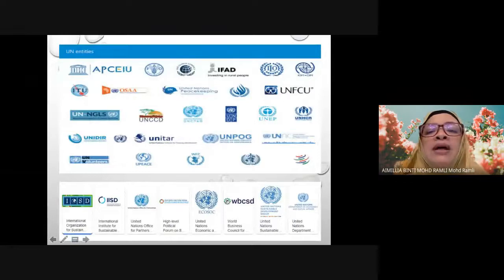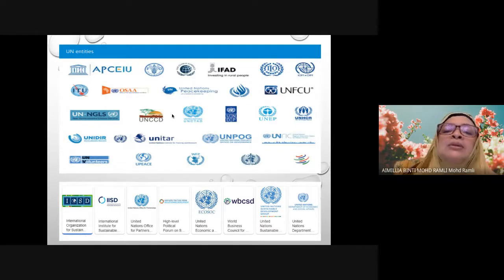So here we have some UN entities, other UN bodies that work to help the countries achieve the sustainable development goals. You can see some others, like UNHCR. This is currently in Kuala Lumpur. You can see a lot of UNHCR people. So you can see global UN entities working in many of the Asian countries also.